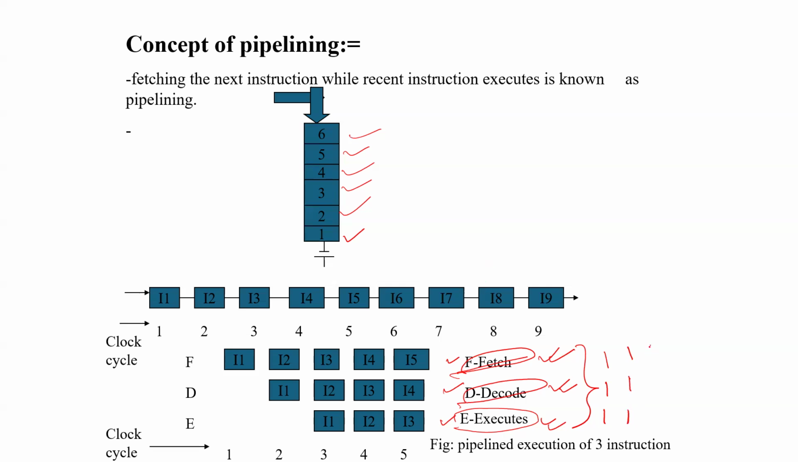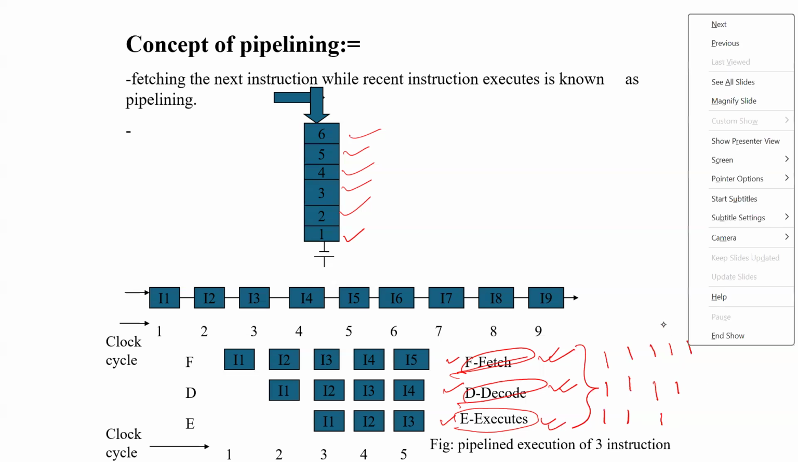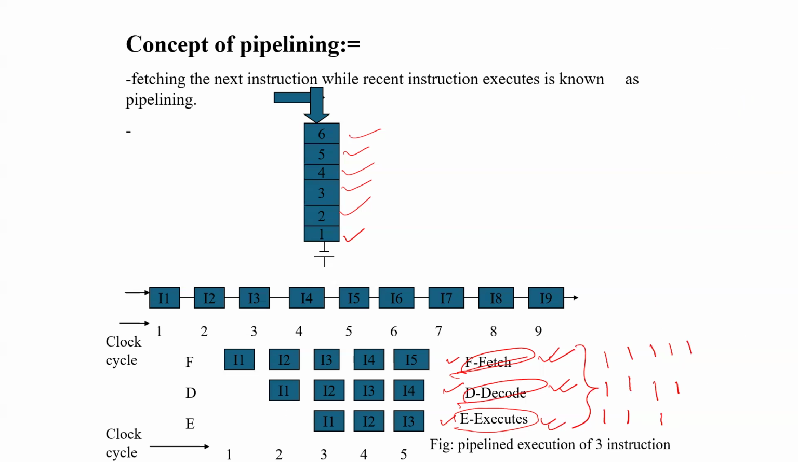First, one instruction will be fetched. Next, when this instruction is going to decode, in that time another instruction will be fetched. When the first instruction is going to execute, in that time the second instruction will be decoded, and another third instruction will be fetched like that. So I am going to describe it with the help of this diagram.